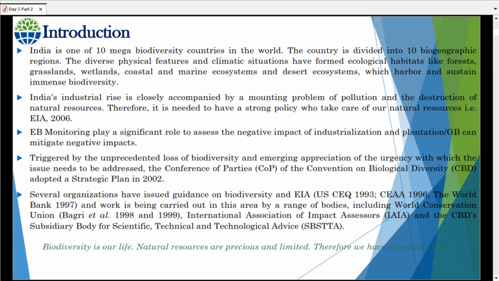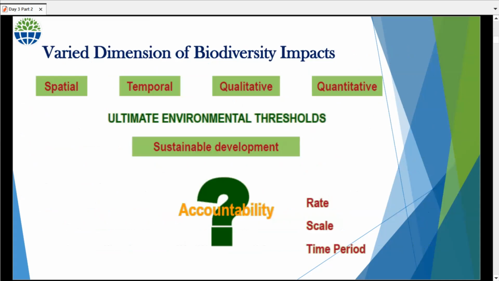So it can be triggered by the unprecedented loss of biodiversity and the emerging appreciation of urgency, which covers issues to be addressed under the Conference of the Parties of the CBD, Convention on Biological Diversity, since 2002. Several organizations have issued guidance on biodiversity, including EIA, like US CEQ 1993, CEAA 1996, the World Bank, Asian Bank, and also the International Association for Impact Assessment. These are the organizations who issued guidance on biodiversity.